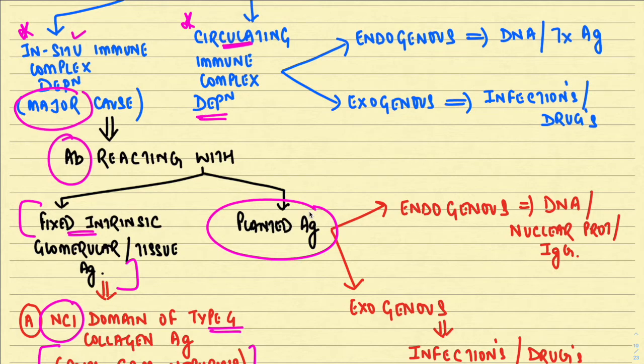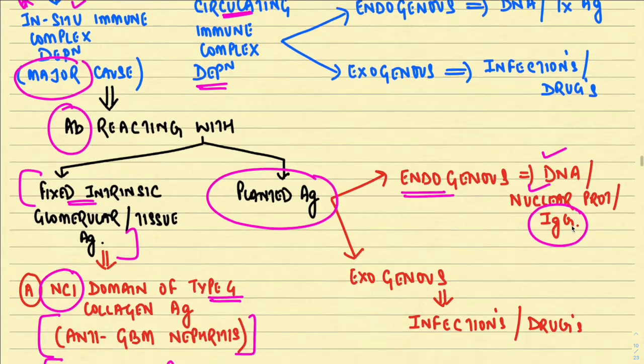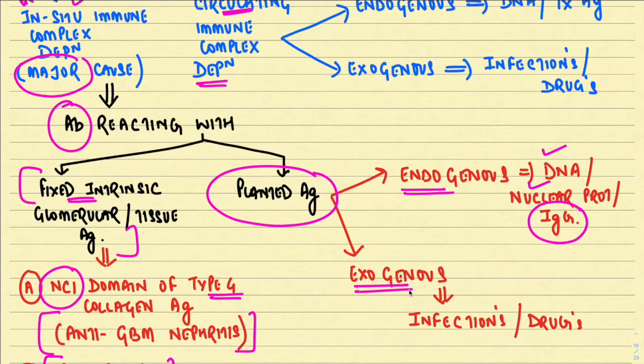So what are the antigens that can be planted in the kidney? There can be certain endogenous antigens like DNA, nuclear protein or immunoglobulin. These can go and get planted inside the kidney and they can themselves act as an antigen. Or there can be an exogenous source of this planted antigen, for example, any infectious agents or drugs. They can go directly and get planted.